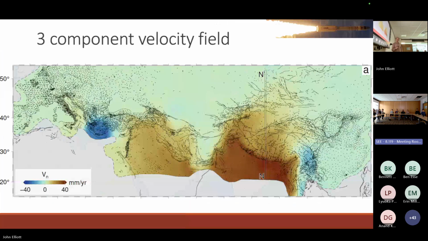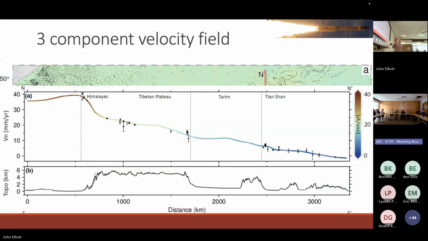So if we look at those individually now, the northward component just from the GNSS, taking a profile from India all the way through the collision zone out past Tian Shan, north to south. This is the profile you get through there. Really quite smooth, obviously fits the GNSS well because that's what's constraining it, but you get the overall convergence of 40 millimeters per year across this region.